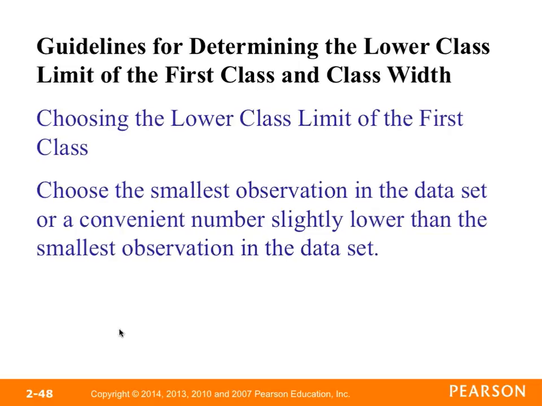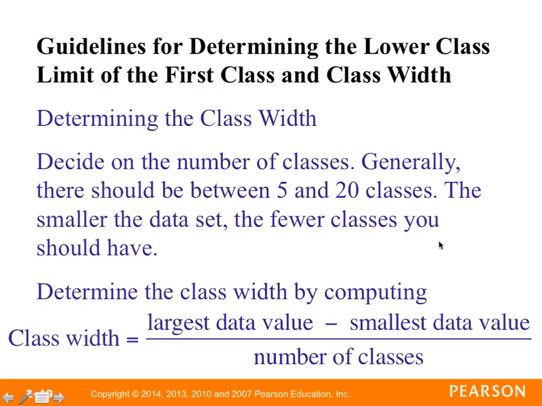So some guidelines for determining the lower class limit of the first class and class width. We talked about this a little bit before. We want to choose the smallest observation in the data set or a convenient number that's slightly lower than the smallest observation. If you already know how many classes you want, then it's pretty easy to determine the class width. Generally, you should have somewhere between 5 and 20 classes. If you have a small data set, you don't want to have very many classes. If you have a large data set, you might be able to get away with having more classes.